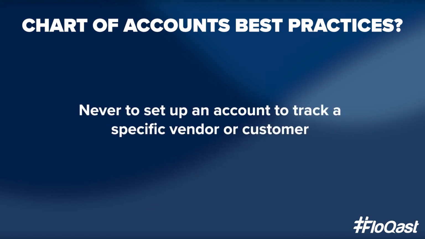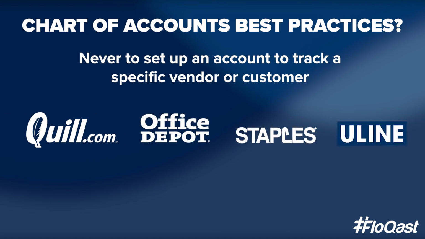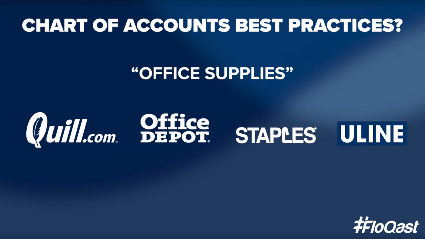A good rule of thumb is to never set up an account to track a specific vendor or customer because you want to be able to use your accounts to track multiple vendors and customers. For example, if you purchase office supplies for your business, don't set up different accounts for Quill, Office Depot, Staples, and Uline. Instead, just set up an account called Office Supplies and record all purchases of office supplies to that account. If you later need to know how much you spent with each vendor, you can run a vendor report to get the level of detail you need.